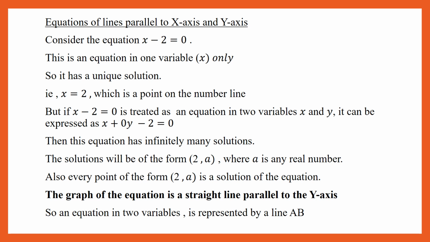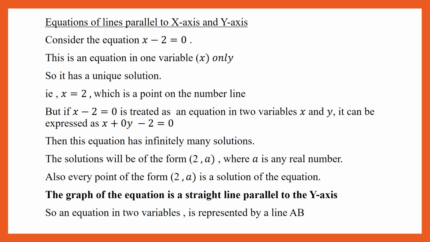But if x minus 2 equal to 0 is treated as an equation in two variables x and y, it can be written as x plus 0y minus 2 equal to 0. If it is an equation in two variables, the equation will have infinitely many solutions. So, the solutions of the equation x minus 2 equal to 0 can be (2, 0), (2, 1), (2, 5), (2, -3) and so on.